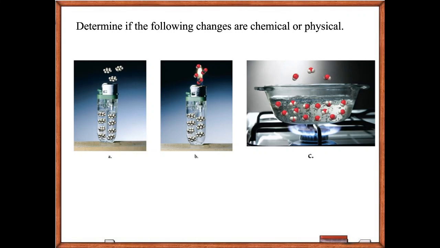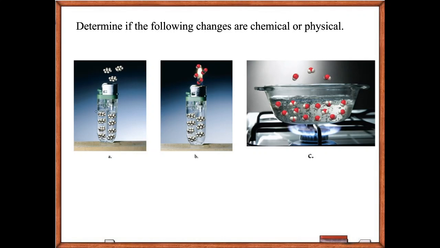This next one will be sort of similar to how we did this before. So here we have sort of pictorial representations of what we just talked about. Okay, so again, go through each one of these, and you want to know whether it's a physical or a chemical change. Okay, so in the first one, part A here, we have some butane molecules inside of a lighter.